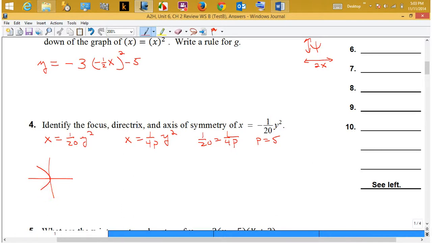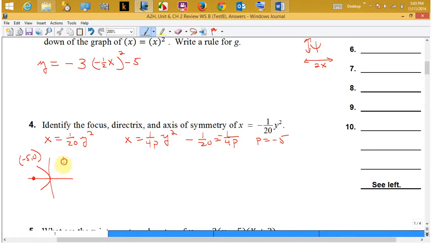And then we have P equal to 5, which is actually, since this was a negative 120, so let me go ahead and put that in. So that would be a negative here, and P would actually be equal to a negative 5, which means the focus is going to be shifted this way 5. So the focus, you can see, is going to be at negative 5, 0. So let's start writing down what we know.